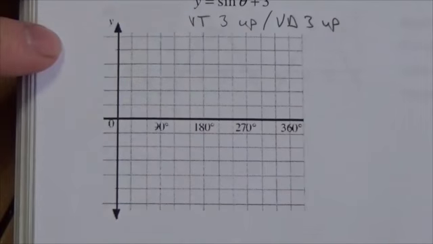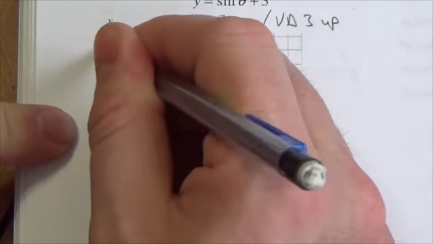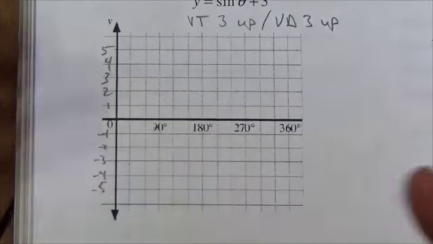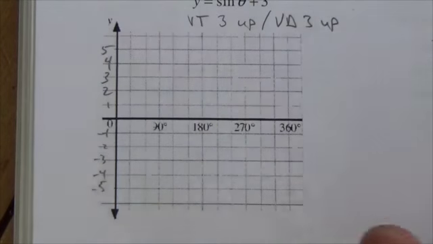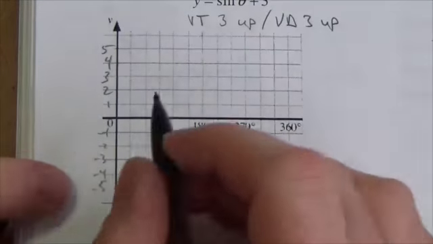Now, before we do that, what I'm going to do here is 1, 2, 3, 4, 5, negative 1, negative 2, negative 3, negative 4, negative 5. I'm going to draw out for us our trig function here. Now, I've got to be a little careful about this because I want this to fit on this grid here. And if I play with the scale too much, it's not going to work.